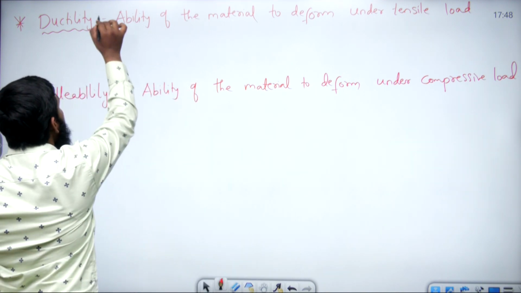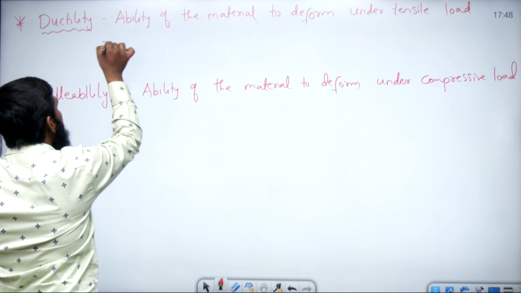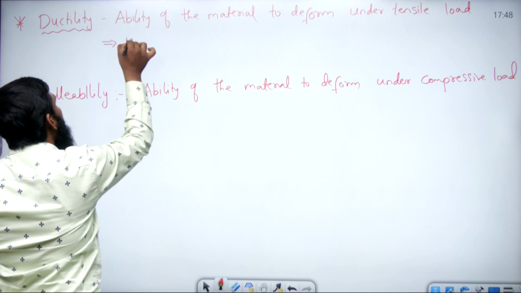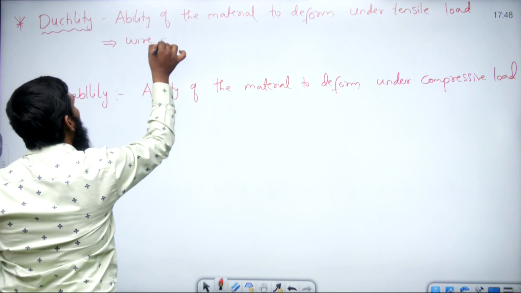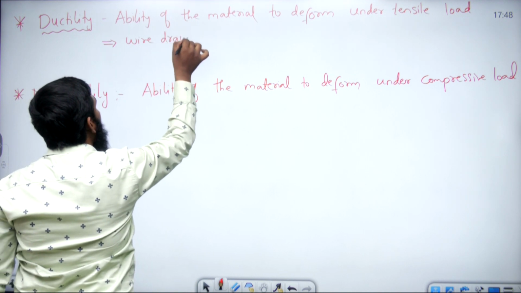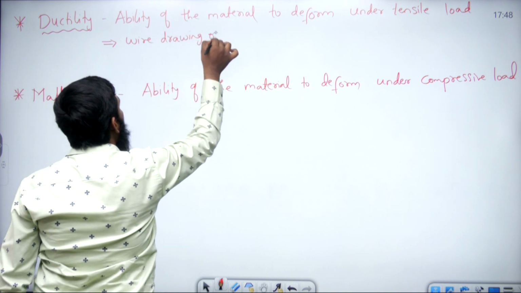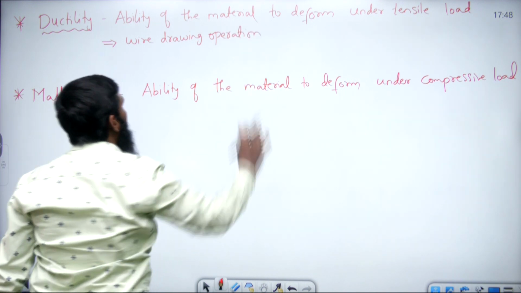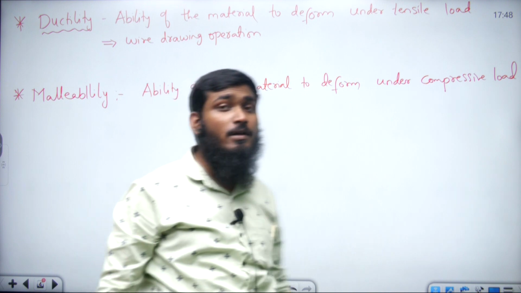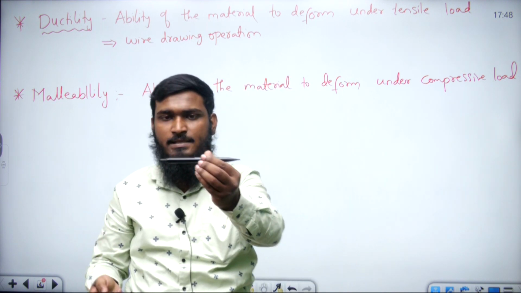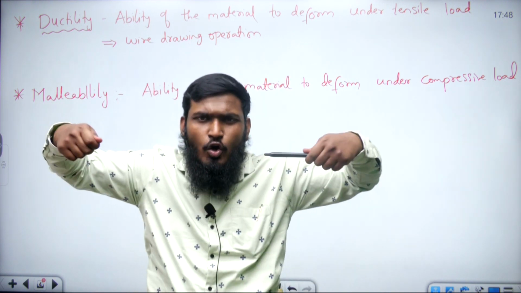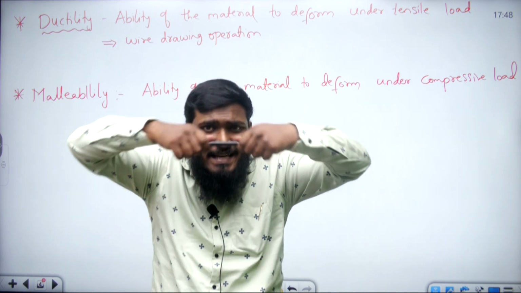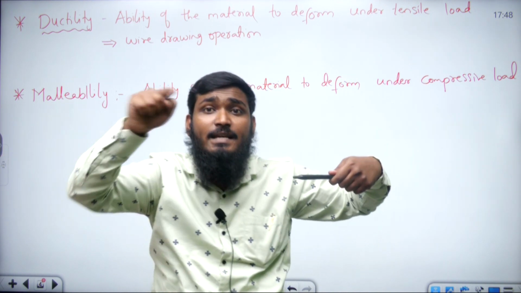Now over here, this ductile process, it is actually for what? Wire drawing operation. Wire drawing operation means what is happening over here? For making of wires. Suppose we have taken the material like this. Now whenever we are applying the tensile load, what is happening? There will be an increase in the length of the body.